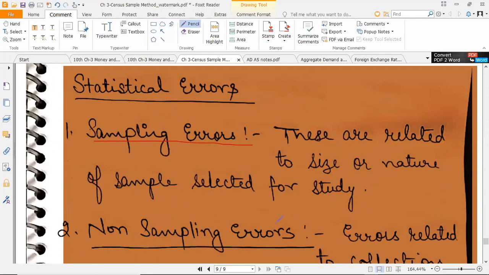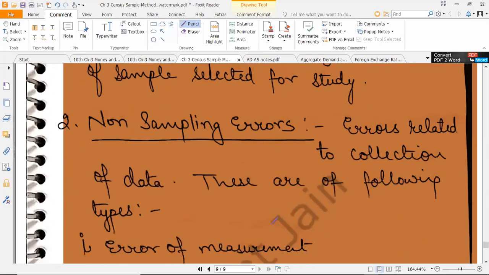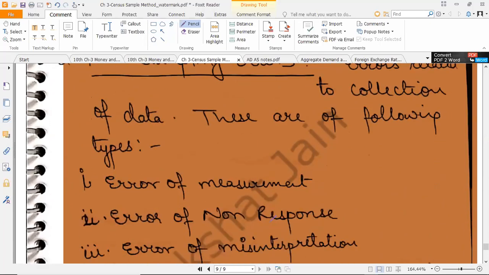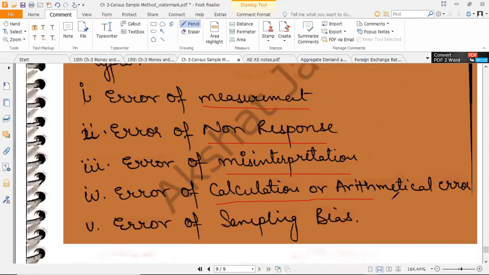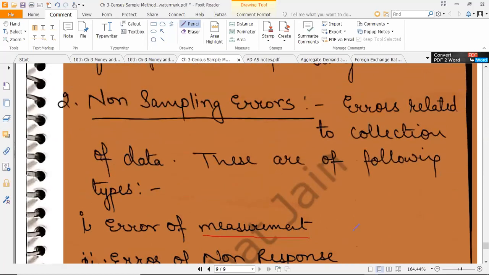But there are some non-sampling errors as well. That means the conclusion can be wrong due to some other factors as well, like error of measurement if you measured it wrong, or due to non-response of some factors, the conclusion might be wrong. Misinterpretation might also lead to some wrong conclusions. Calculation errors or arithmetical errors can also lead to wrong conclusions, and biasness is again a factor which leads to errors in the conclusion. These are also known as non-sampling errors, because these errors are not based on sampling. These are errors caused due to some other factors.